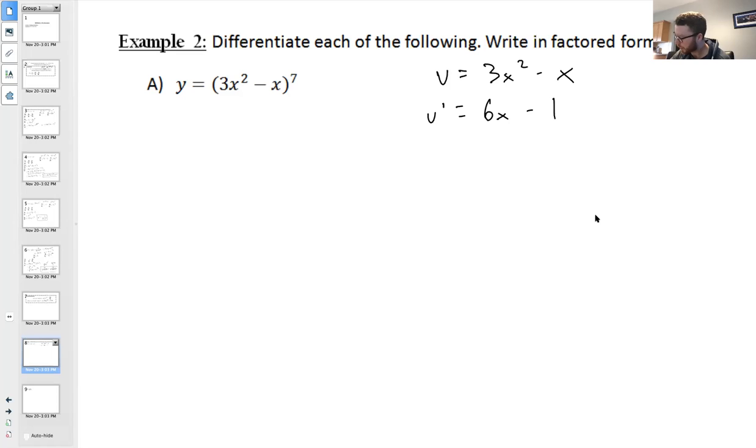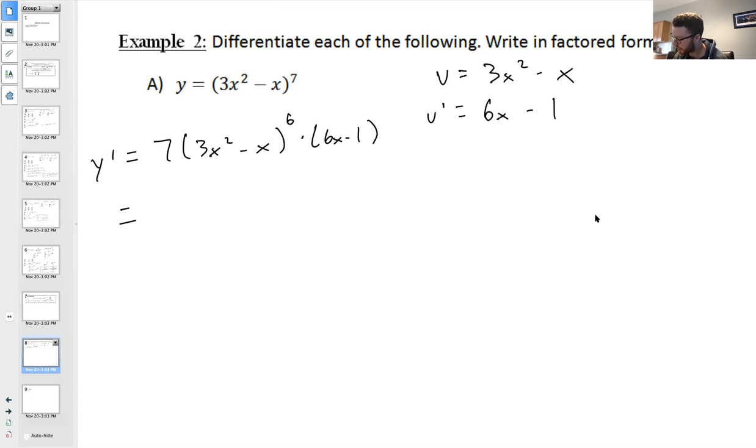Okay, so y prime here is going to equal 7. So we're just going to bring that power out front, going to leave u alone, subtract 1 from the exponent, and then multiply that by u prime, or the derivative of u with respect to x. So multiply by 6x minus 1. Okay, so this saves us the u substitution step that we've been doing.